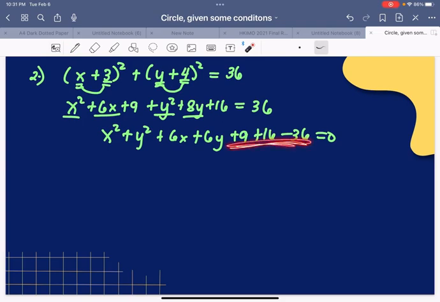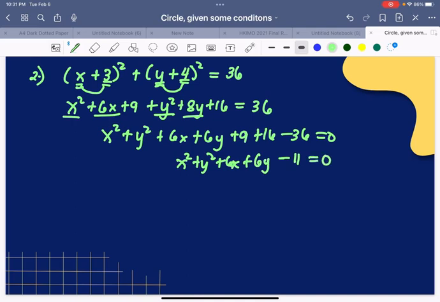Okay, we're going to simplify these three constants. 9 plus 16, that is 25. So 25 minus 36, that is negative 11. Okay, so we have negative 11 here. Then x squared plus y squared plus 6x plus 6y minus 11 is equal to 0. So this is now the general form of the equation. So as simple as that.